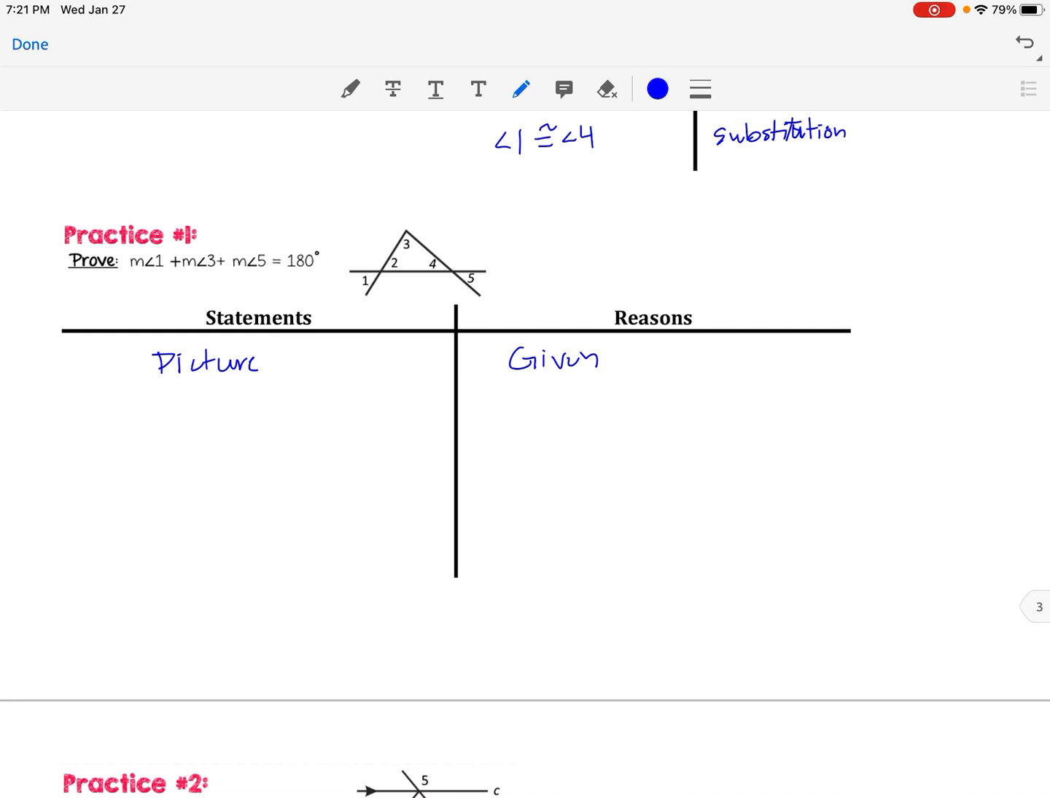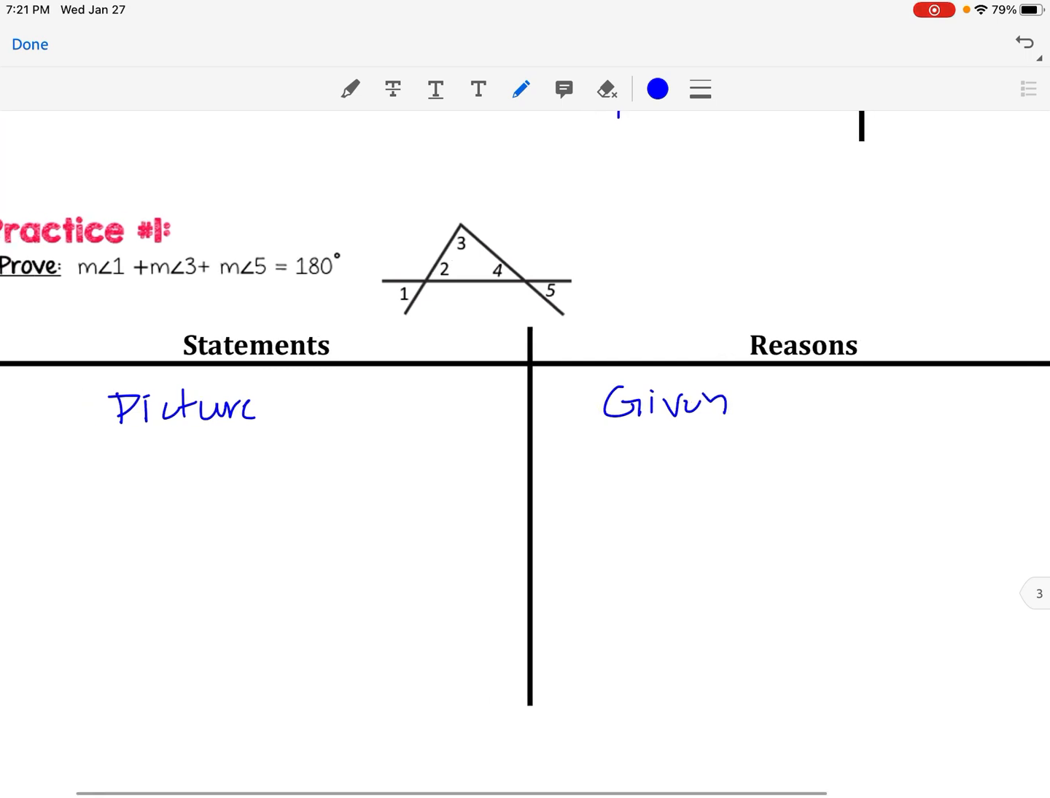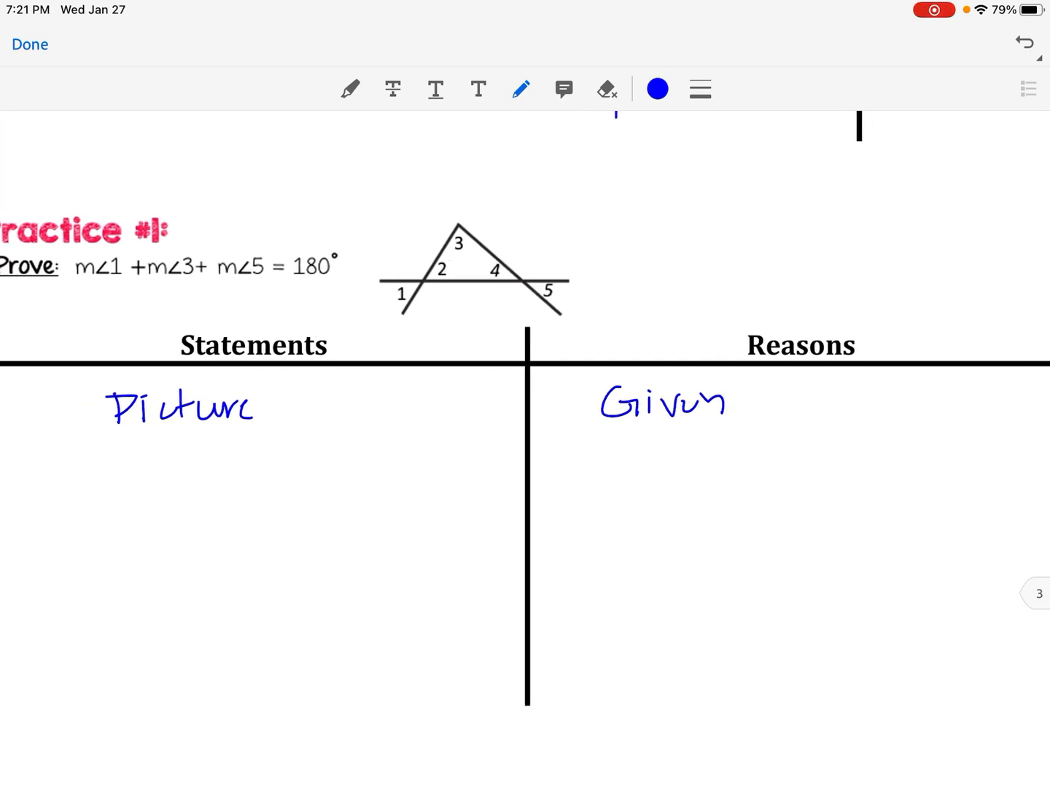And again, anytime you are unsure of where to start, look at your picture and look at the relationships that you know. So in this case, we know, just like last time, angle 1 and angle 2 are vertical, angle 4 and angle 5 are vertical as well. We have some vertical angles. We don't have any parallel lines, but we still have relationships. We have a triangle in there, so I know the angles in there all add up to 180.